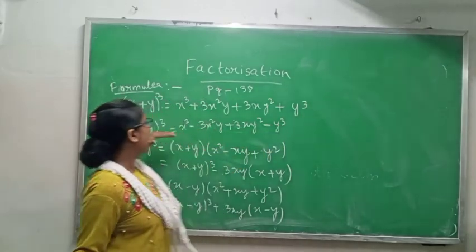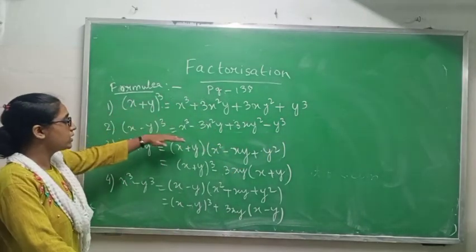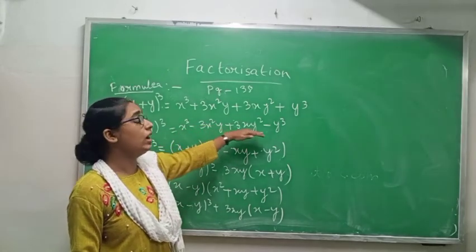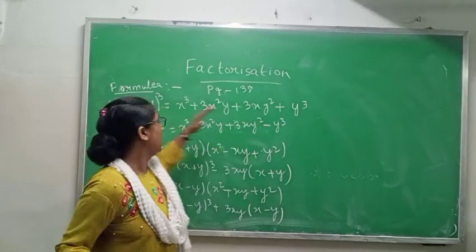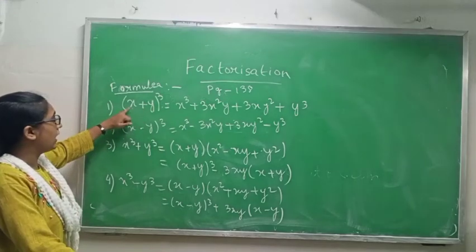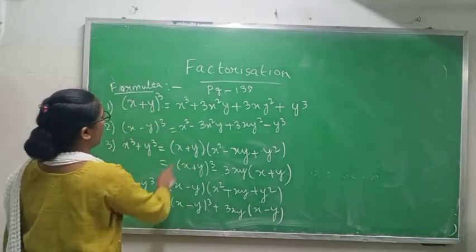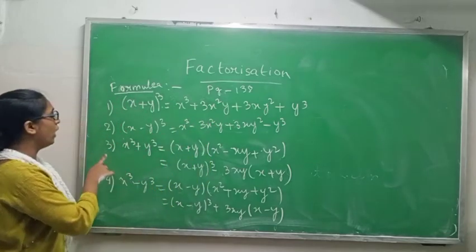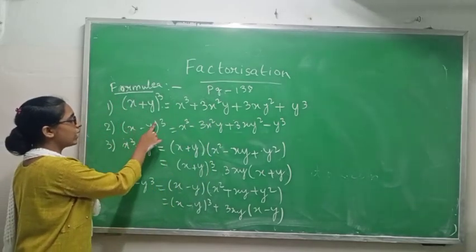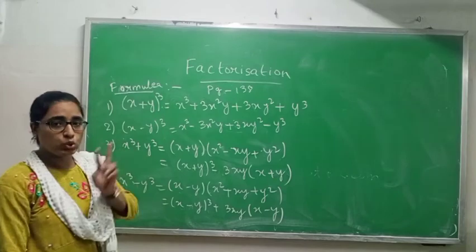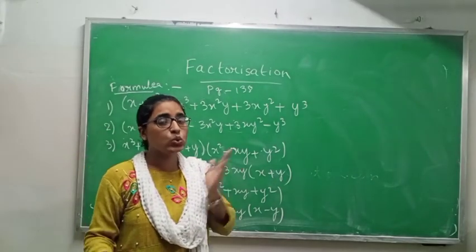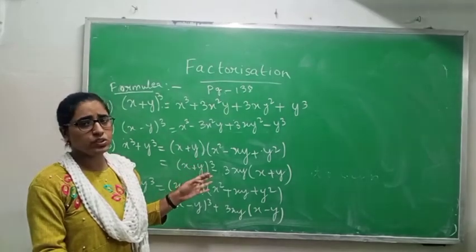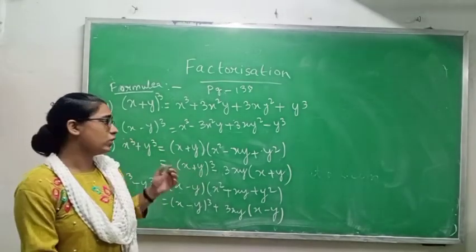cube. And the formula for (x minus y) whole cube is x cube minus 3x square y plus 3xy square minus y cube. So when you have a plus sign, (x plus y) whole cube, you will use plus signs only. But when you have a minus sign, (x minus y) whole cube, two times there will be a plus sign and two times there will be a negative sign. You can learn this by heart, or you can understand and write it also.